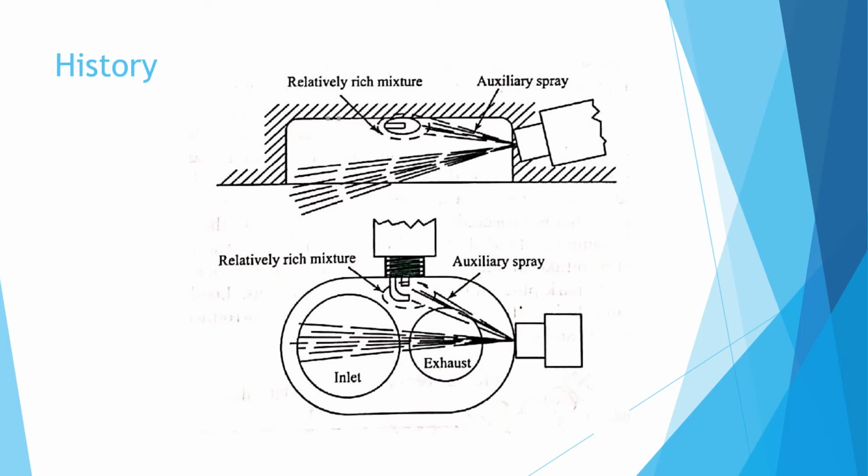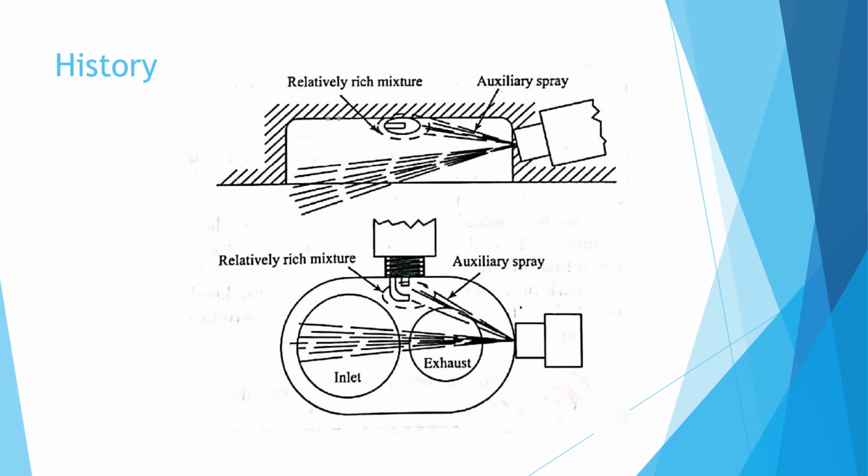So in the year 1922, the first charge stratification engine was developed by Ricardo. The details of this engine are shown in this picture. Here, a relatively rich mixture was formed in the vicinity of the spark plug.